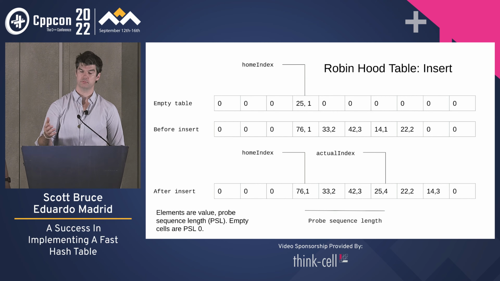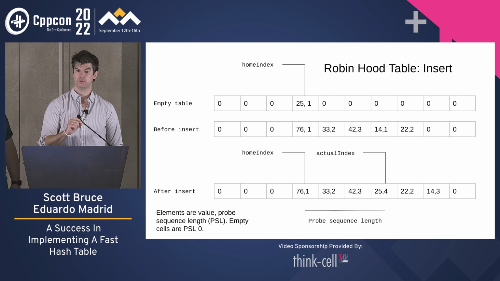Here we have an insertion. So imagine the element that you are inserting is 25, and its home index is the third index on this slide. If the table is empty, you go immediately to your home index, and you record your probe sequence length of 1. We encode an empty cell as having a probe sequence length of 0.